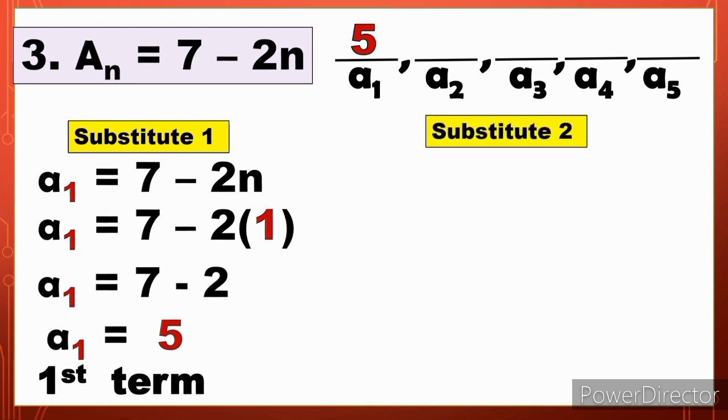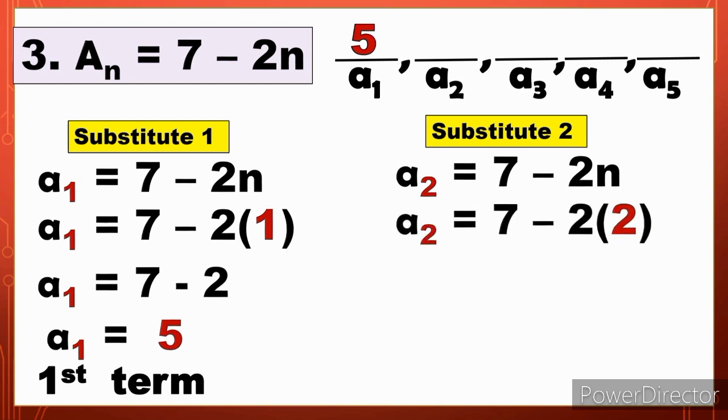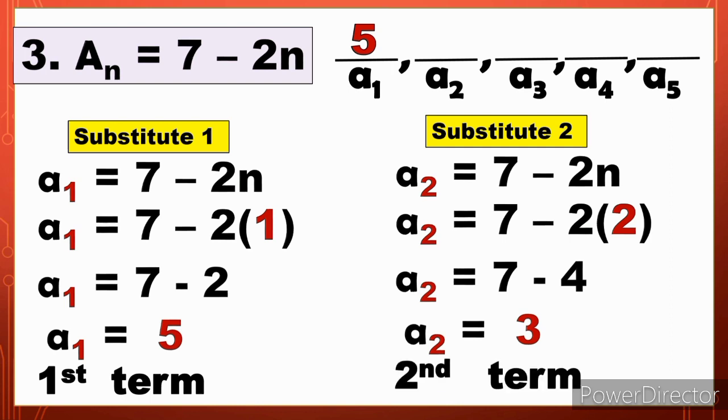Okay, next, to find the second term, we substitute 2. So, we have a sub 2 equals 7 minus 2n. So, papalitan natin yung n ng 2. Therefore, we have a sub 2 equals 7 minus 2 times 2. So, simplify. Negative 2 times 2 is negative 4. So, therefore, we have the equation a sub 2 equals 7 minus 4. And 7 minus 4 is 3. Then, now we have a sub 2 equals 3. And 3 is the second term.